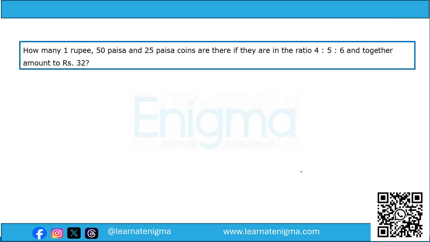How many 1 rupee, 50 paise and 25 paise coins are there if they are in the ratio 4 is to 5 is to 6 and together amount to rupees 32? Now, the concept in money is denomination multiplied by quantity is equal to amount.